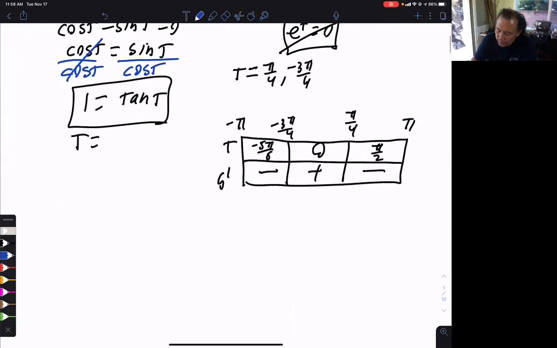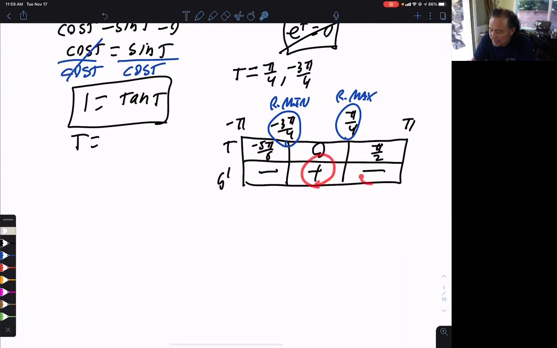And then I realize here I have a rel min. Why? Because the derivative changed from negative to positive. And at this point, I have a rel max. How do I know I have rel max? Because the derivative changed from positive to negative at that point. So I have decreasing, increasing, decreasing, rel min, rel max. So that tells me a lot about the graph.